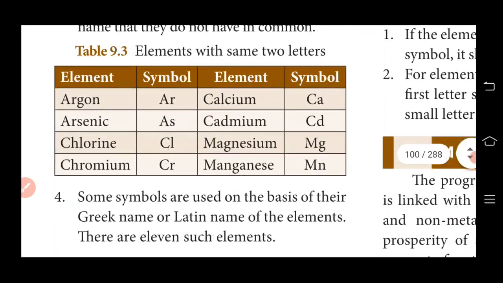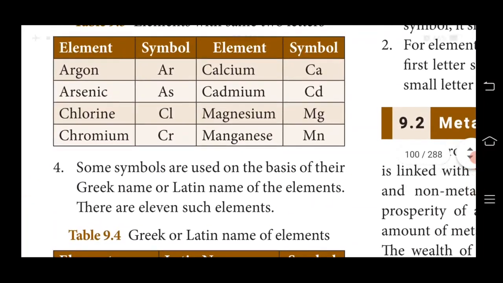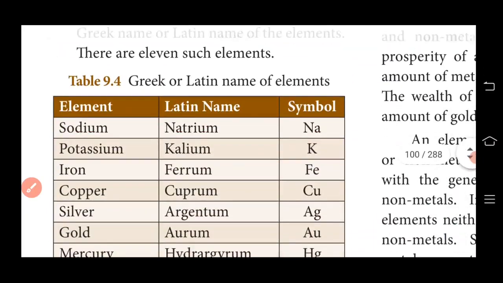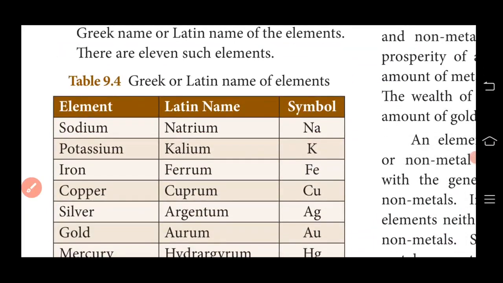And then fourth rule: some symbols are used on the basis of their Greek name or Latin name of the elements. In total there are 7 such elements. Here they have given examples: sodium, natrium, symbol Na; potassium, kalium, symbol K.